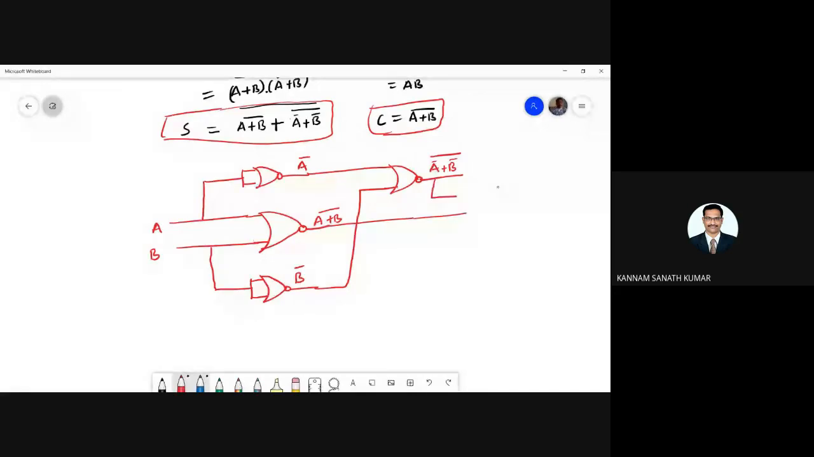I'm getting sum. So sum equals A bar A plus B whole bar plus A bar plus B bar whole bar. I got this expression. So next I want carry. Carry equals A bar plus B bar whole bar. So this is how you need to realize the given expression for the sum and carry by using the NAND logic as well as NOR logic.